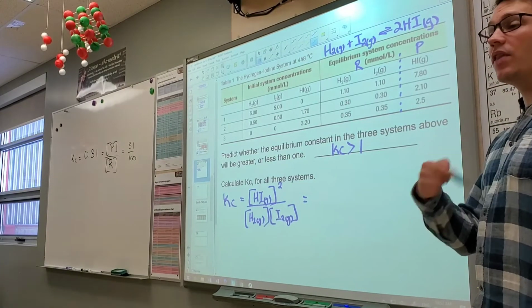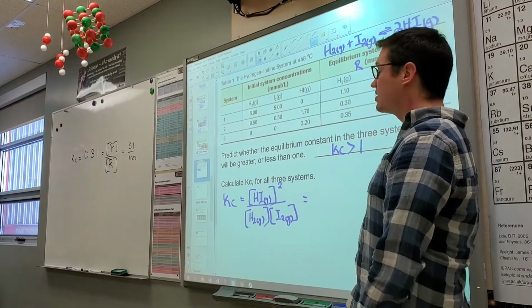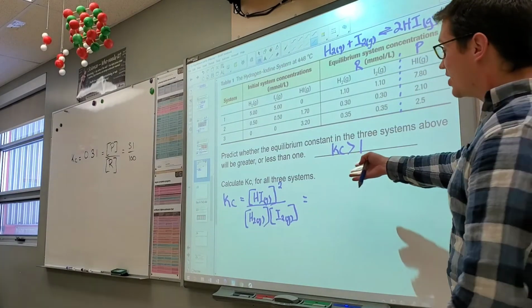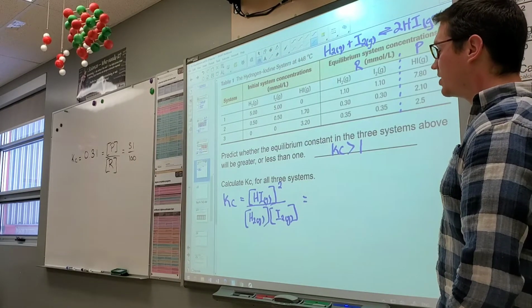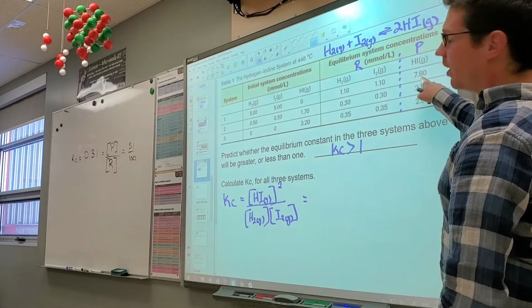So for trial number 1, let's calculate these concentrations for trial number 1 or system number 1. What is the concentration of HI? What is the concentration of HI in trial number 1? 7.8 what?